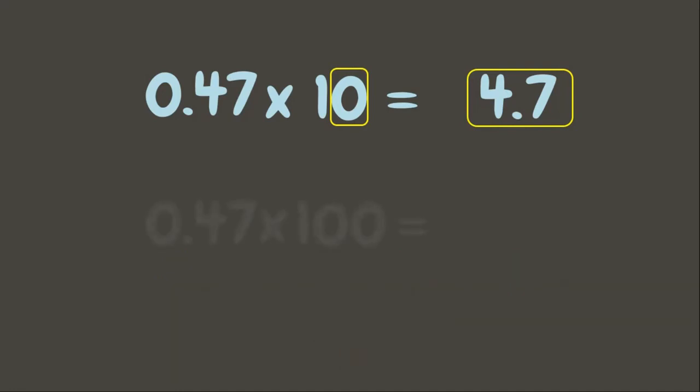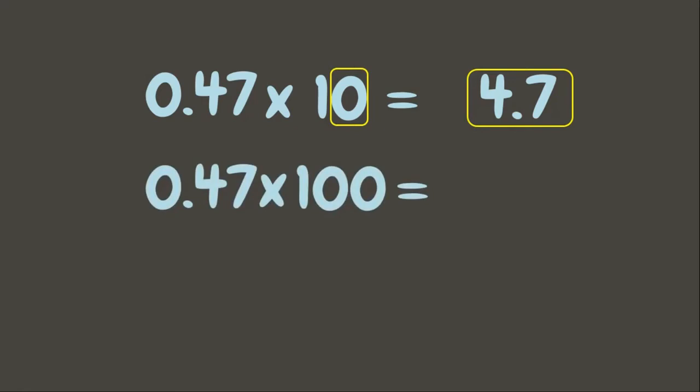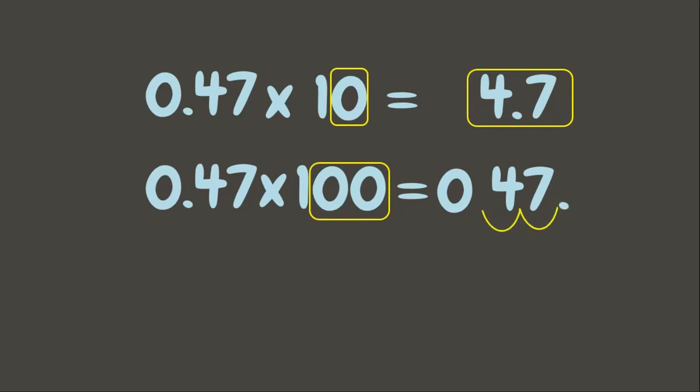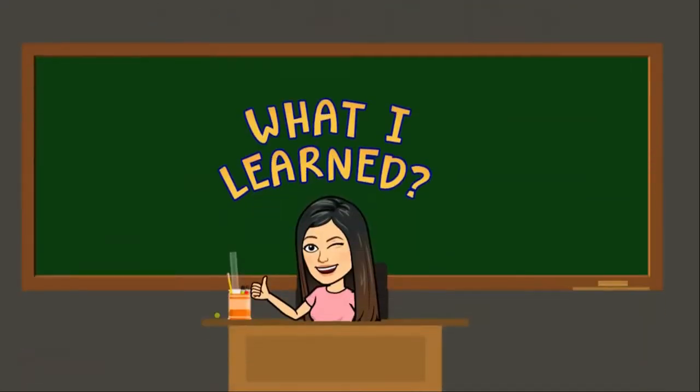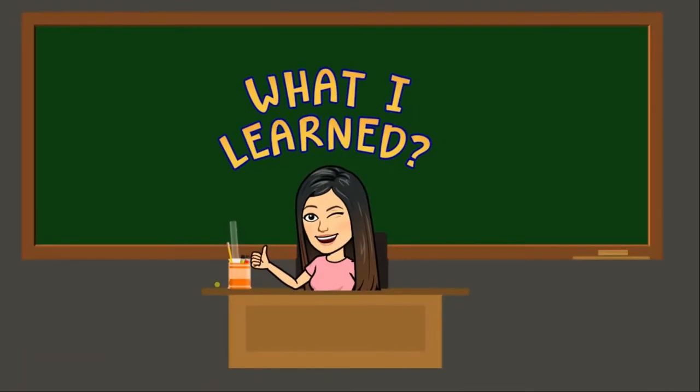Let's have another example. How about this one? 47 hundredths times 100. First, let us copy 47 hundredths. Since 100 has 2 zeros, we are going to move the decimal point 2 decimal places to the right. 1, 2. And then let us just simply remove 0 and the decimal point. There. Now our answer is 47. Great job! Here are the things that you learned today.